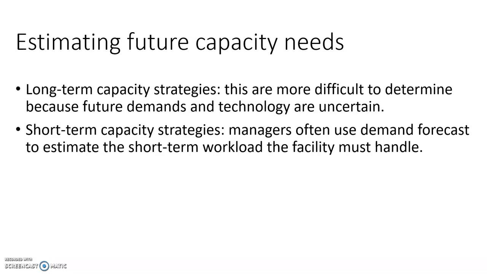In the short-term capacity strategy, managers often use forecasts of products to estimate the short-term workload the facility must handle. Managers looking ahead up to 12 months anticipate output requirements for different products. For short-term periods of up to 1 year, fundamental capacity is fixed. Major facilities will not be changed. Therefore, managers often use demand forecast to estimate short-term workloads that the facility must handle.